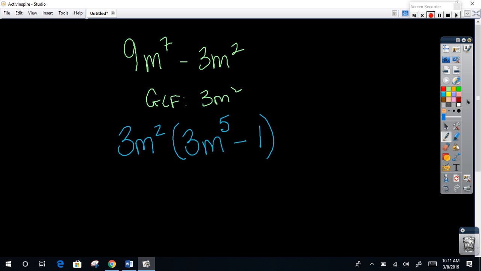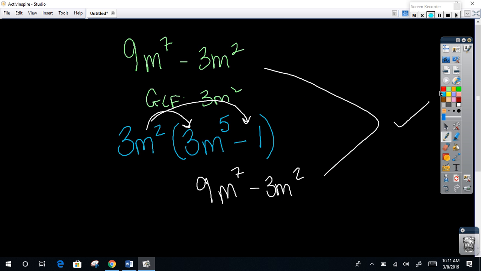Zaya likes to check it. 3 times 3 is 9. 2 plus 5 is 7. Minus 3m squared. So because these two look just alike, then it checks.